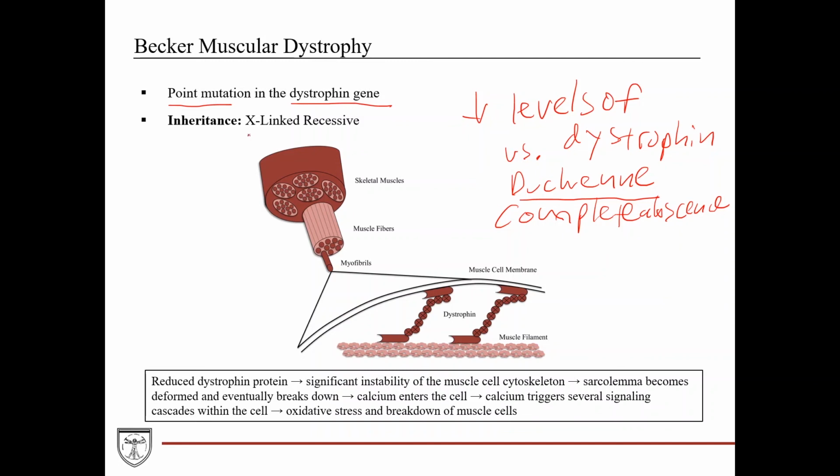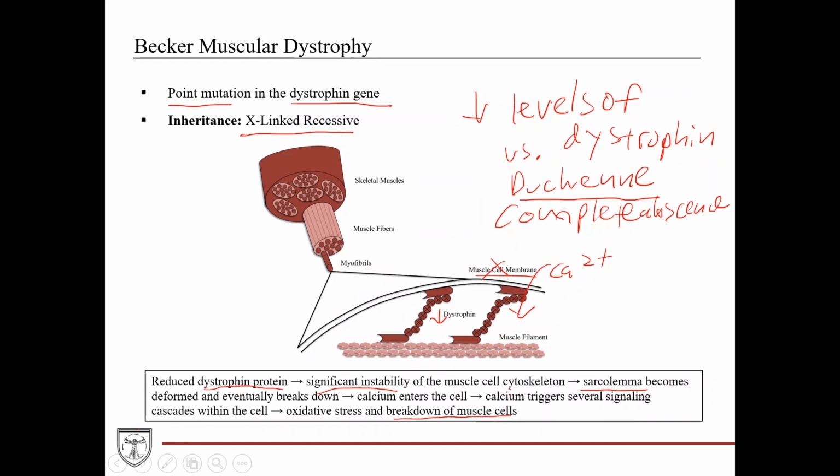The inheritance is still the same. It's X-linked recessive, and then a lot of the disease mechanism is the same. So you're going to have reduced levels of the dystrophin protein. So you're still going to have significant instability of the muscle cell and the muscle cell cytoskeleton. You're still going to have that breakdown of the muscle cell membrane, because you're still going to have reduced levels of dystrophin. And so you're going to have breakdown of that sarcolemma, and you can have calcium come in, trigger signaling cascades, increase oxidative stress, and so you're going to have breakdown of muscle cells as well. It's just going to happen at a later stage in life, and it's going to be at a slower rate.